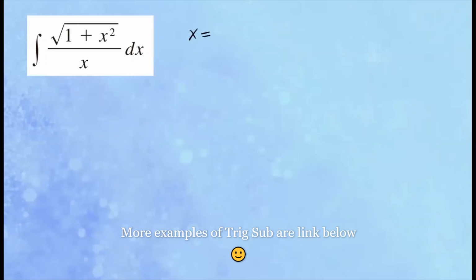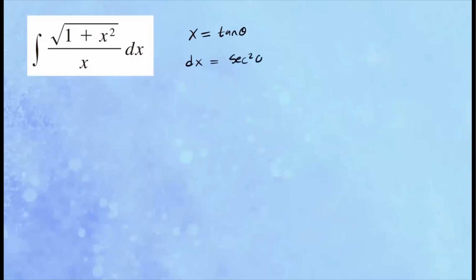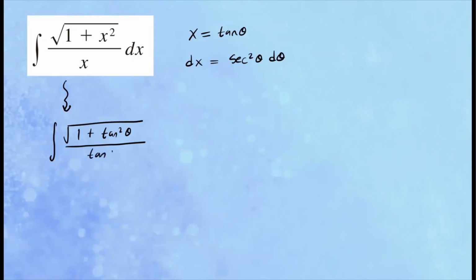Okay, so we're going to let x equals 1 tangent theta. Then dx is going to be secant squared theta d theta. Now we're going to replace this into our integrand. So you'll have the square root of 1 plus x squared, which is 1 plus tangent squared theta, divided by x. We said x is tangent theta, so I'm going to write tangent theta right here. And dx is replaced with secant squared theta d theta.